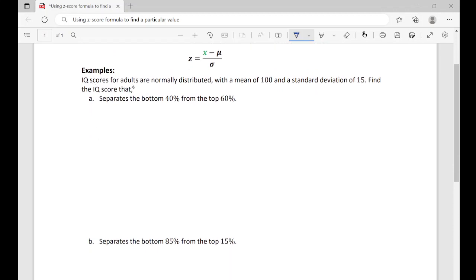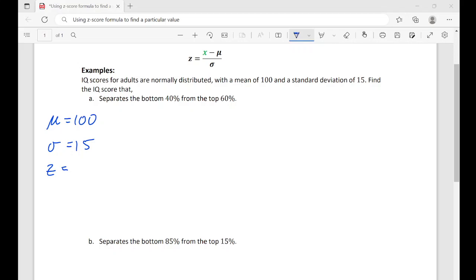IQ scores for adults are normally distributed with a mean of 100 and a standard deviation of 15. We're going to use these facts to find the IQ score that separates the bottom 40% from the top 60%. So we know that our mean is 100 and our standard deviation is 15. To find the x value, we need to know what our z value is, so we've got to find z. Now we need to find what separates the bottom 40 from the top 60.